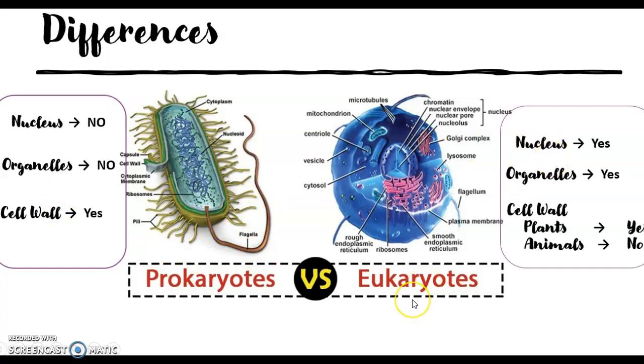Over here, eukaryotes, they do have a nucleus. They do have other organelles. And plant cells have a cell wall. Animal cells do not.